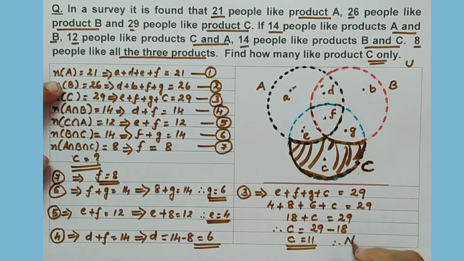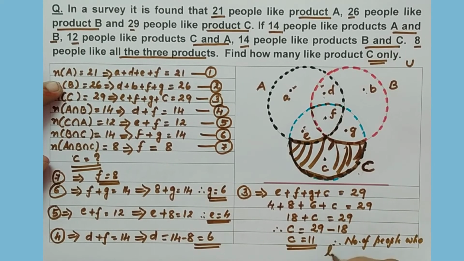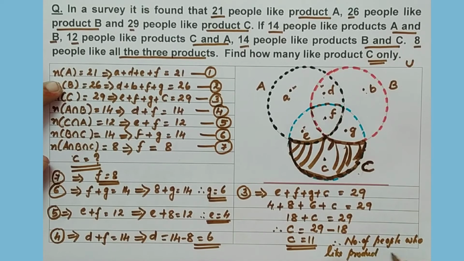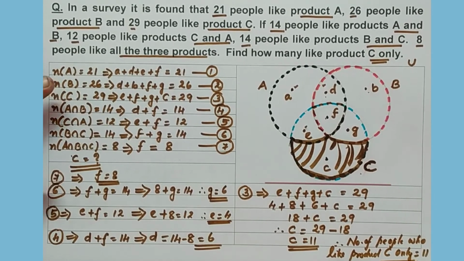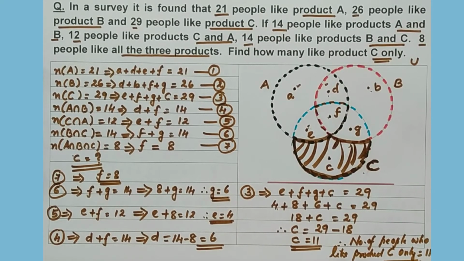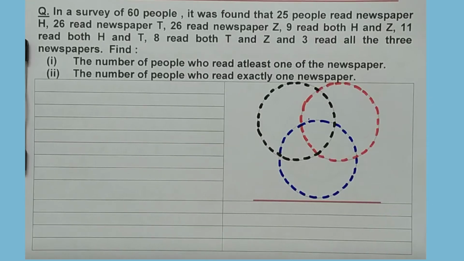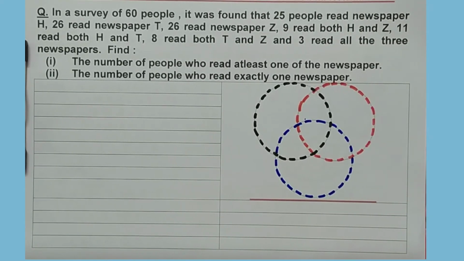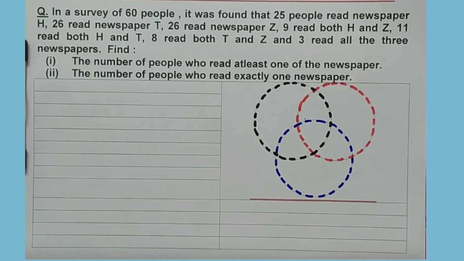We are asked to find how many people like product C only. Product C only equals 11. So 11 people like product C only. This is the way for finding when 3 sets are given to you. Now we are going to do one more question based on the 3 sets.